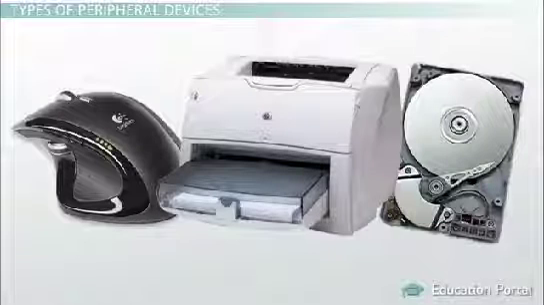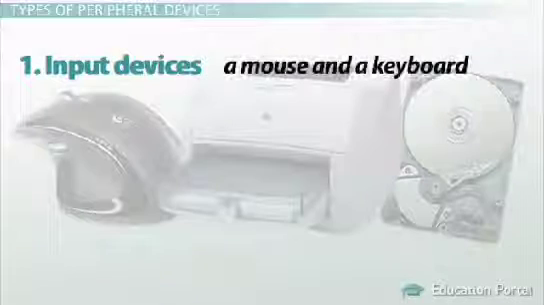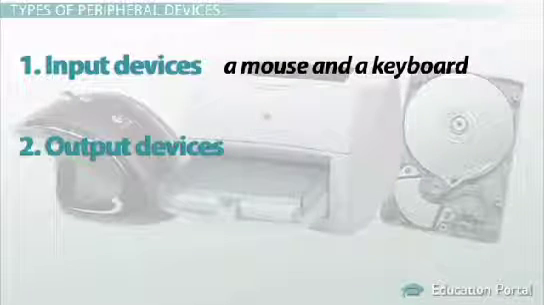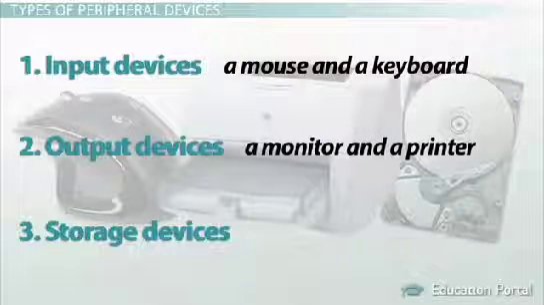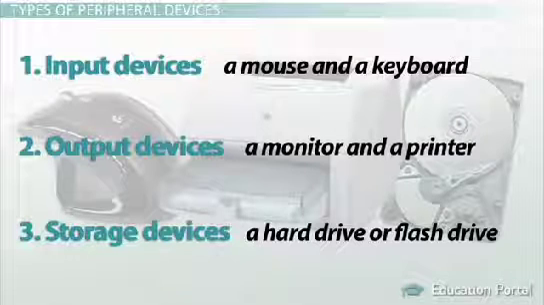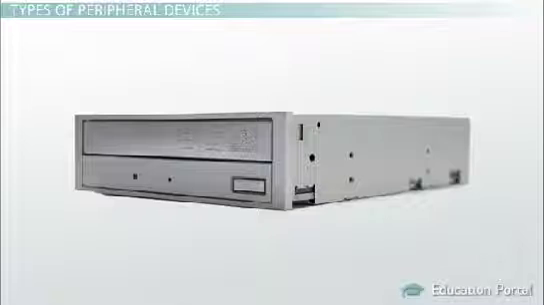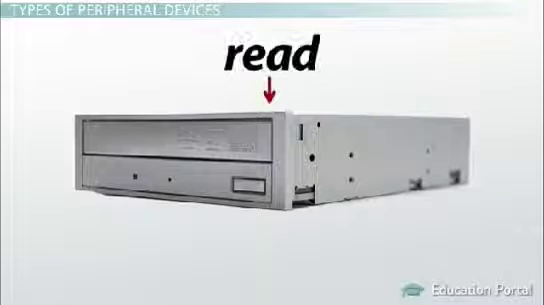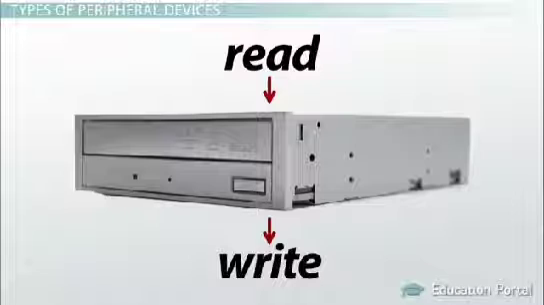There are many different peripheral devices, but they fall into three general categories: input devices, such as a mouse and a keyboard; output devices, such as a monitor and a printer; and storage devices, such as a hard drive or flash drive. Some devices fall into more than one category. Consider a CD-ROM drive. You can use it to read data or music, input, and you can use it to write data to a CD, output.